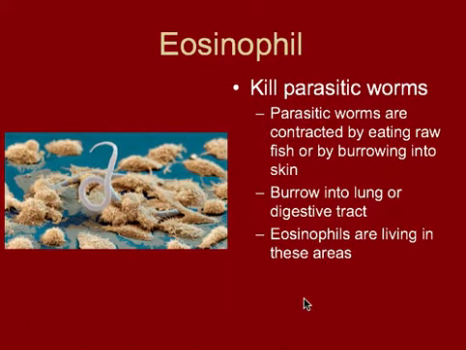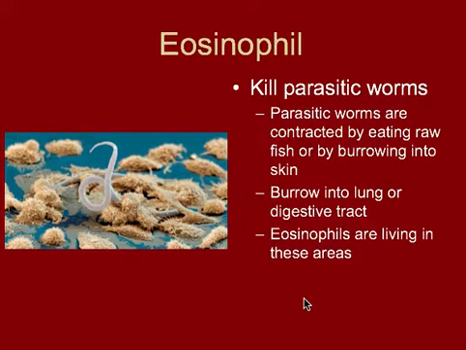And for some reason, students always love eosinophils. I don't know, it's apparently very fun to think of them killing parasitic worms. So an eosinophil kills a parasitic worm. Humans get parasitic worms by eating undercooked food like fish or pork.